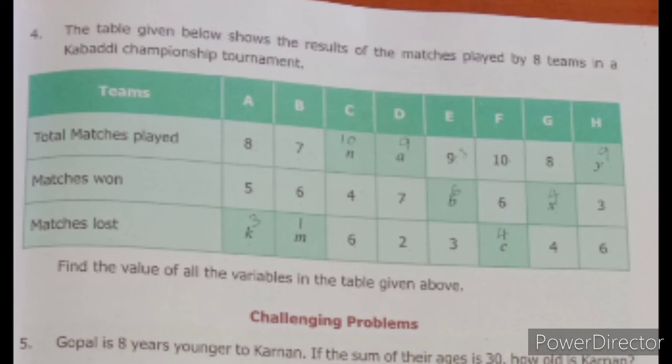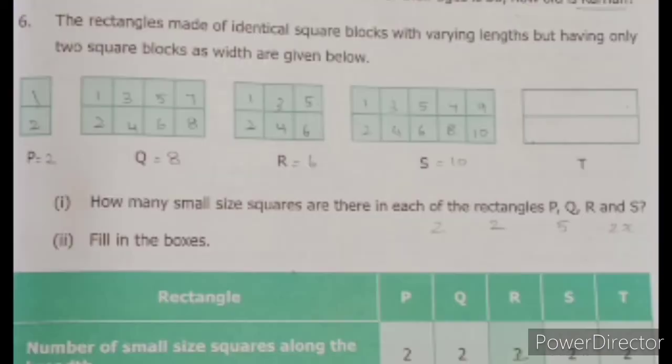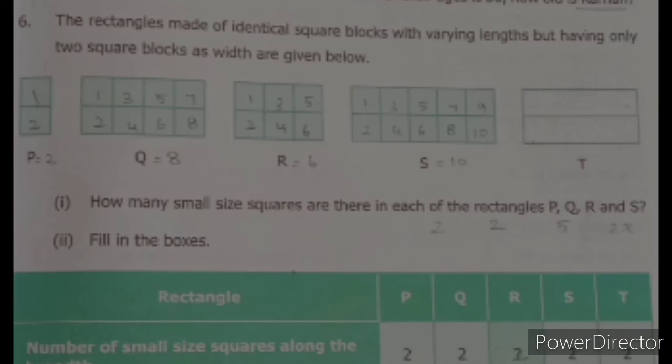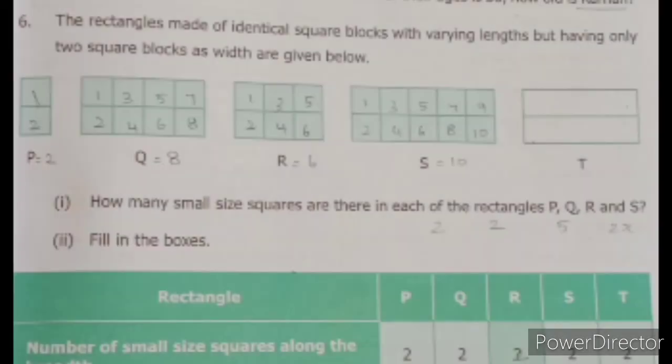Okay, see the next question, challenging problem. The fifth question we'll see in the worksheet. See the sixth question. The rectangles made of identical square blocks with varying length but having only two square blocks as width are given below. So while drawing the lines, we have to find how many square blocks are formed.